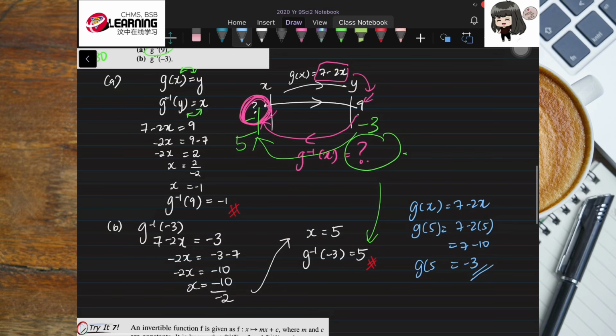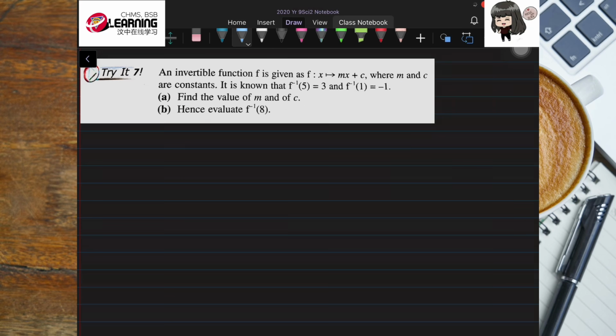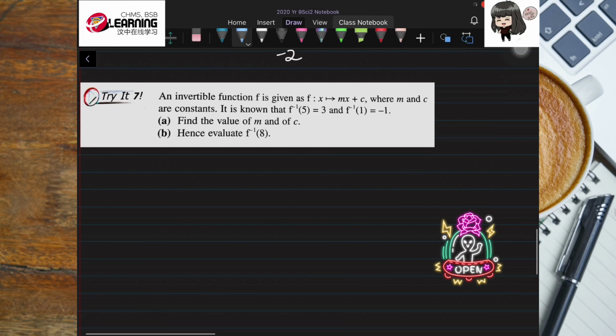So meaning to say that an invertible function f, it means that it can be reversed back. It can reverse back the function. It is given as f: x arrow mx plus c. So you have 3 unknowns here now, right? Where m and c are constants.